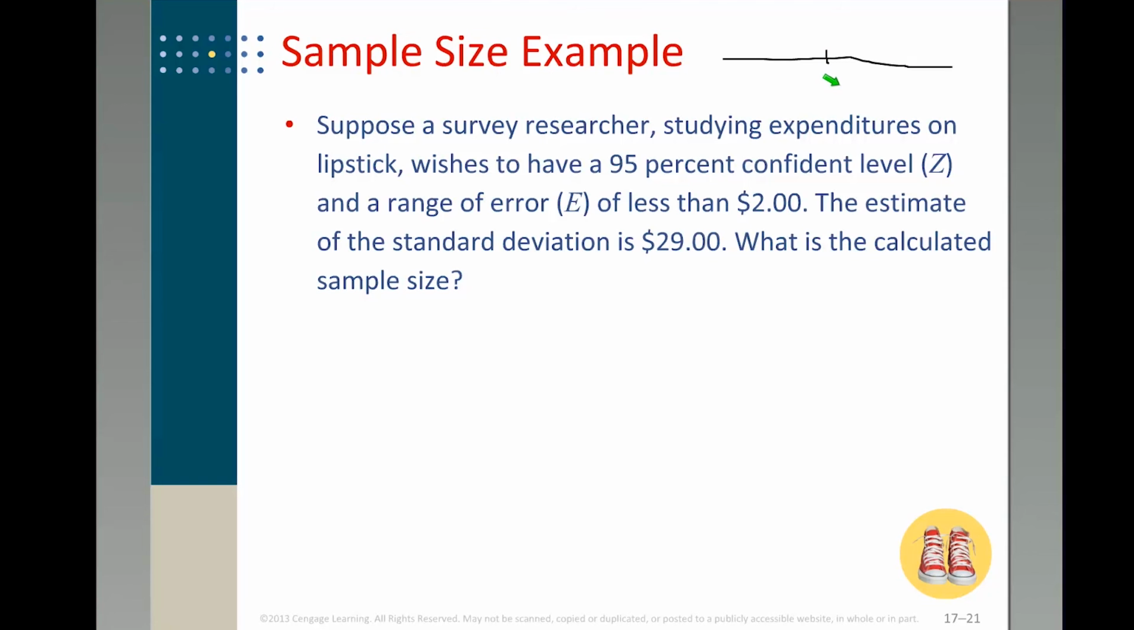So starting from the middle, which is X bar, we can only add $2 here to the upper bound and subtract $2 here on the lower bound, okay? And therefore, the total width of the interval should be less than $4. That's how much the researcher can tolerate, right? The researcher also estimates the standard deviation to be $29. We want to find out the sample size we needed to construct the interval.